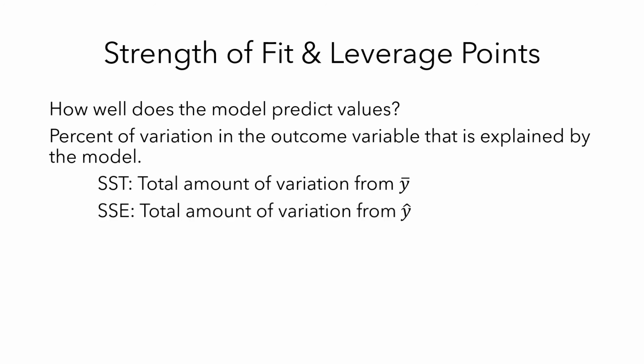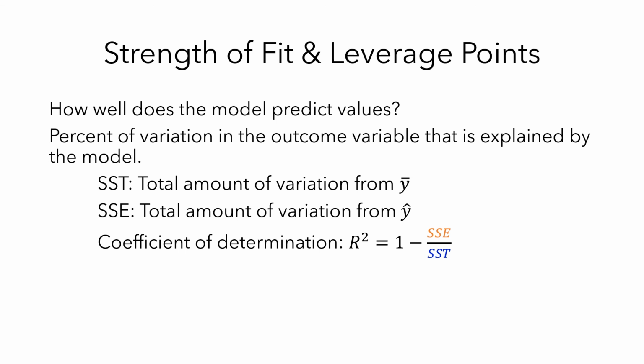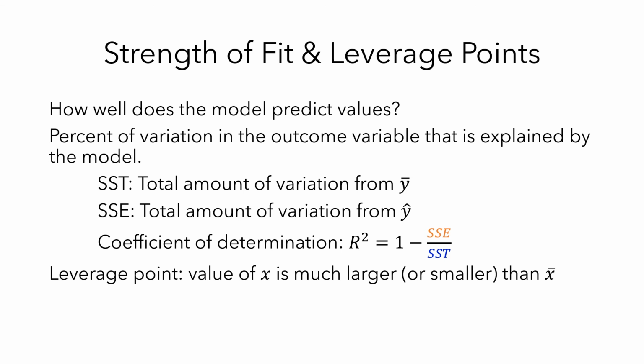Then we computed the sum of squares of errors, which was the total amount of variation in the data from the predicted values. Then we computed the coefficient of determination, represented by r squared, which was 1 minus the percent of the total variation that is not explained by the model. We looked at two examples, and in one of them we found a leverage point, where its x value was much larger than the overall mean x value, and this would also be the case if the x value were much smaller than the mean.